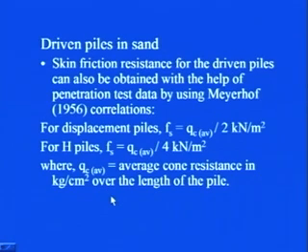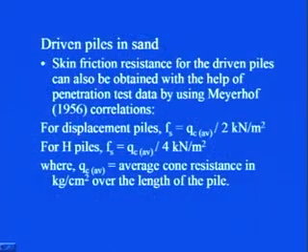Now, let us see how skin friction resistance can be obtained using various correlations. Skin friction resistance for driven piles can also be obtained with the help of penetration data by using Meyerhof's correlations, which he gave in 1956. He says that for displacement piles, Fs is equal to Qc average divided by 2 kilonewton per meter square. You know what we mean by displacement piles and non-displacement piles; we discussed it in the very first lecture related to pile foundation.